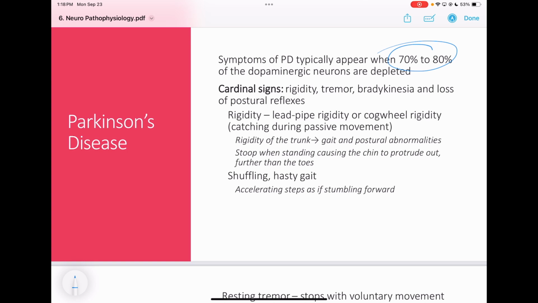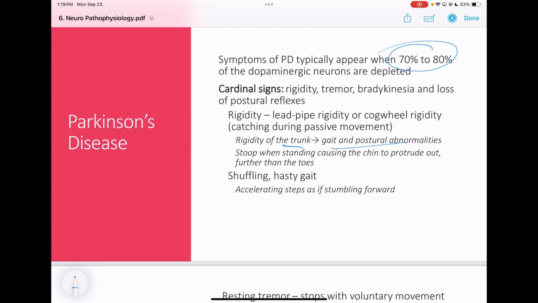Rigidity is lead pipe rigidity or cogwheel. So you do your dance, that passive movement, follow me doing all those things. They're going to be very stiff, like a cogwheel, like a click, click, click, click, click. Not a smooth motion. It's going to be sporadic. And that's why you do your dance, follow me. You're watching them, how do they move, and so forth. If they have rigidity of the trunk, gait and postural abnormalities, they're going to walk like this. They won't move their arms when they walk either. They're very rigid when they walk.